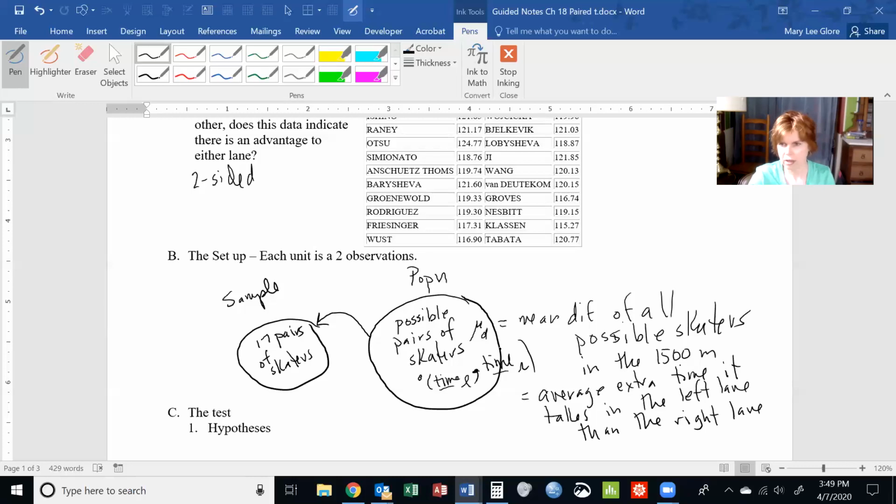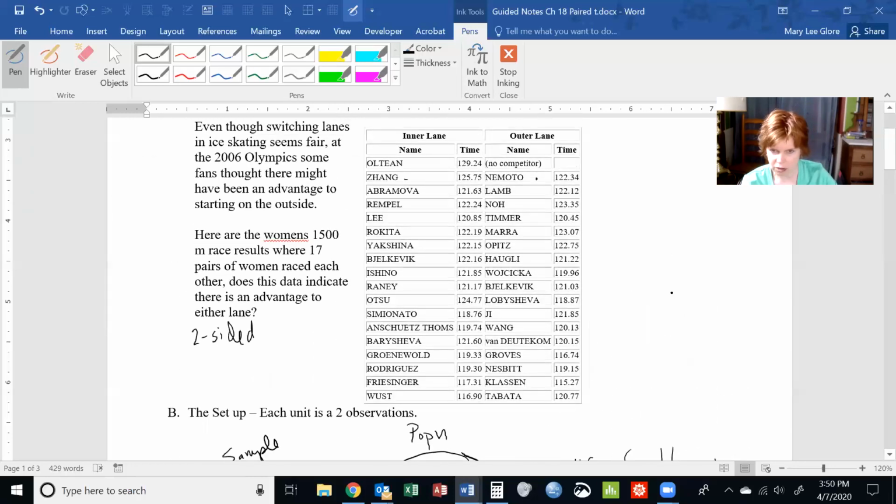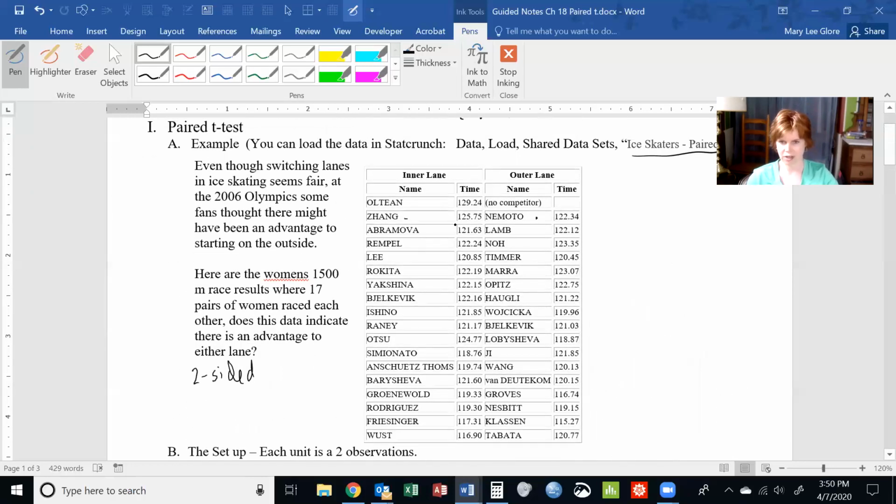Okay. All right, so over here, I'm at my 17 pairs of skaters. I'm going to have a mean difference of all those skaters, and that's going to be called D bar. And we'll also have a standard deviation of difference. And what that's going to be is if I look over here, again, I'm going to ignore the first lane because I don't have a pair. But if I look, I'm going to have 17 differences. The first one will be, and we're doing this, so it's not even right minus left, it's inner minus outer. So this will be inner minus outer.